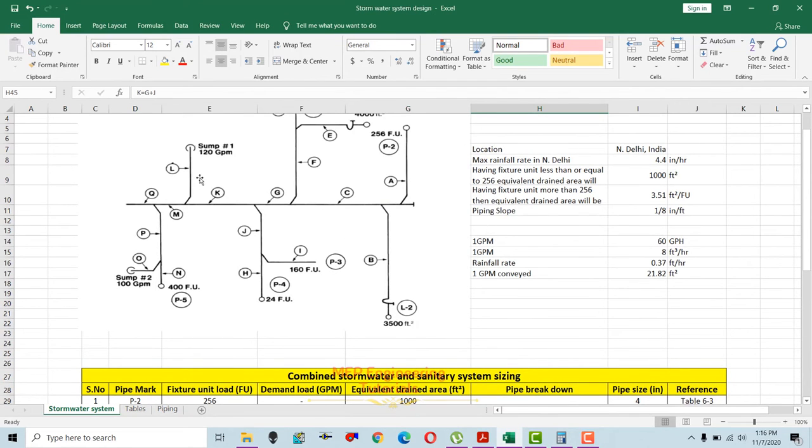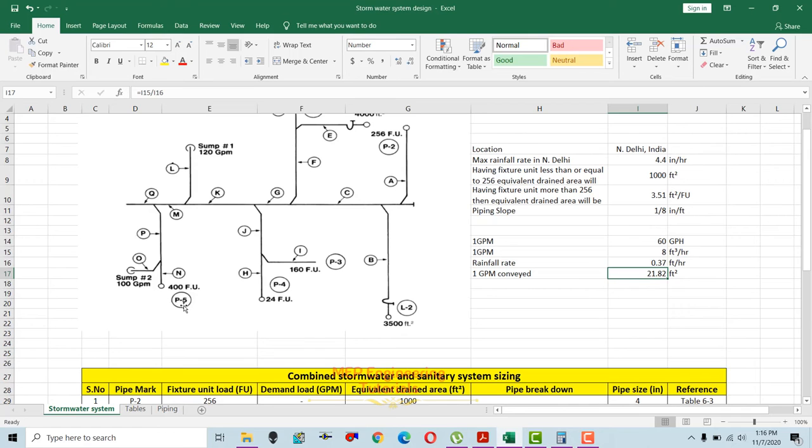And then you have to do it for this one, and for this GPM you have to use, since we talked about 1 GPM conveyed equal to 21.82 square feet, the equivalent drained area. You just need to multiply 120 with 21.82, and you will get the drained area for this one. So now I'm talking about this last one over here.